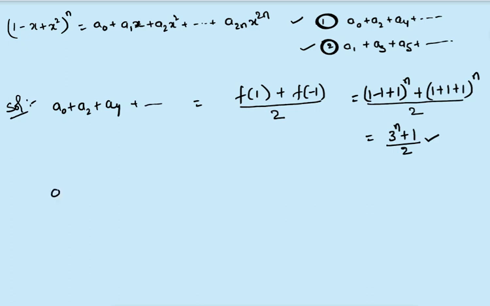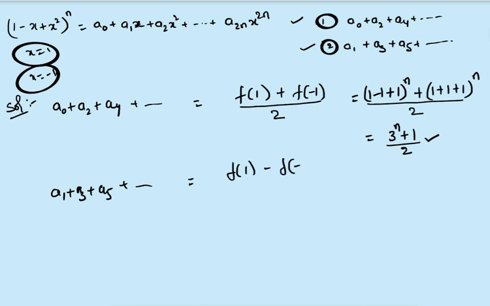Whereas for finding a1 + a3 + a5 and so on, what to do? Put x equals 1, next put x equals minus 1 and then subtract. That's why you will get [f(1) - f(-1)] divided by 2, that is equal to (1 - 3^n) divided by 2, because this is when x equals 1 is substituted, this is when x equals minus 1 is substituted, but we have to subtract. That's why (1 - 3^n) divided by 2 is the answer.